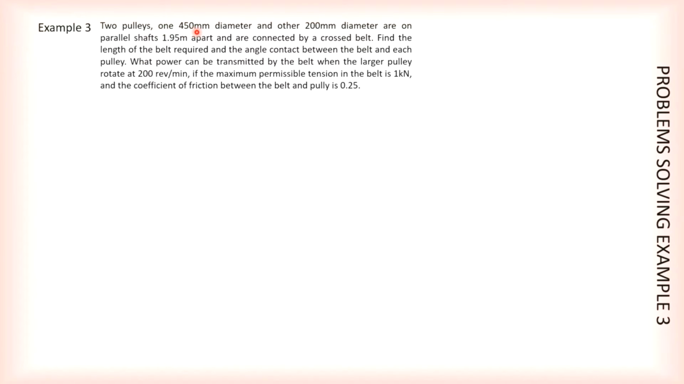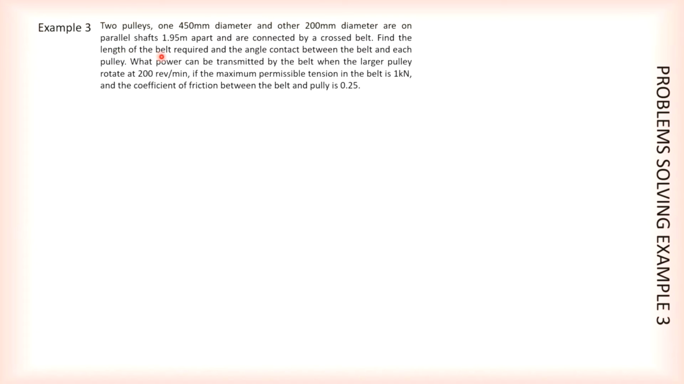Now, 2 pulleys, one of it is 450 millimeter diameter and the other one is 200 millimeter diameter, are on parallel shafts. Parallel shaft. That means you have one shaft and another shaft is just sitting nearby to each other, and then it is parallel to each other. And then they are 1.95 meter apart from each other. So you measure from the center of one shaft to the center of the next shaft. So you've got this center distance of 1.95 meter. And they are connected by cross belt.